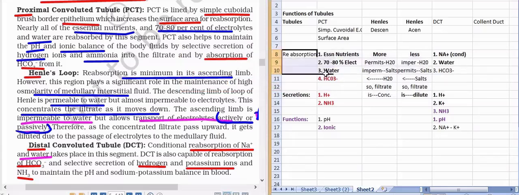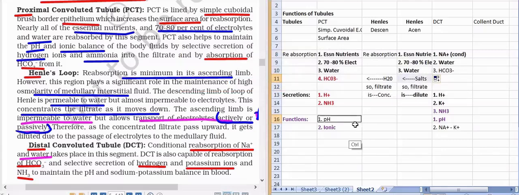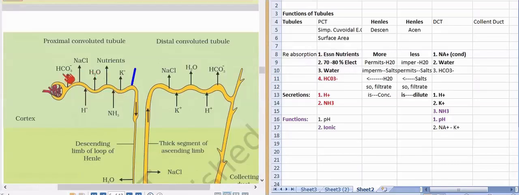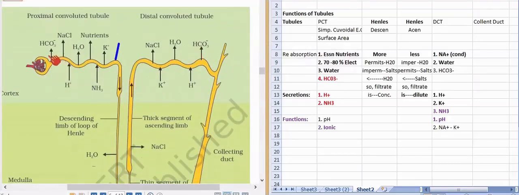Next is what? Collecting duct. So here this is completed, DCT and DCT. See, upside moving materials, reabsorption. So reabsorption. These are secretions. Here you have to write down NH3, they mentioned it here. H plus, NH3, three things are there. Here two things are there. K plus means salts only, especially we don't need to write it.